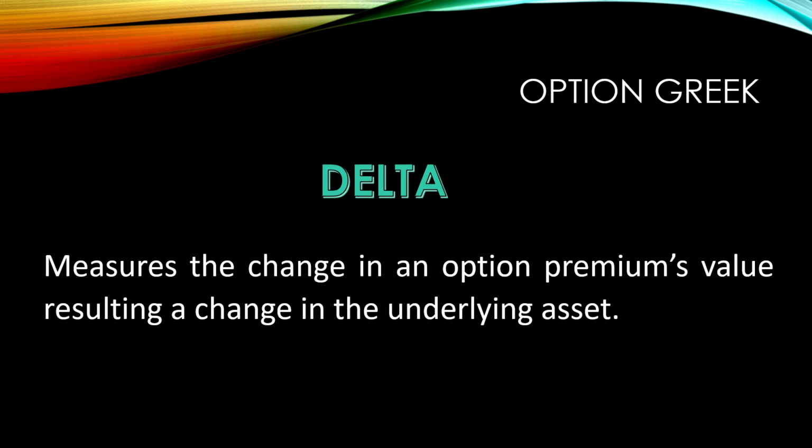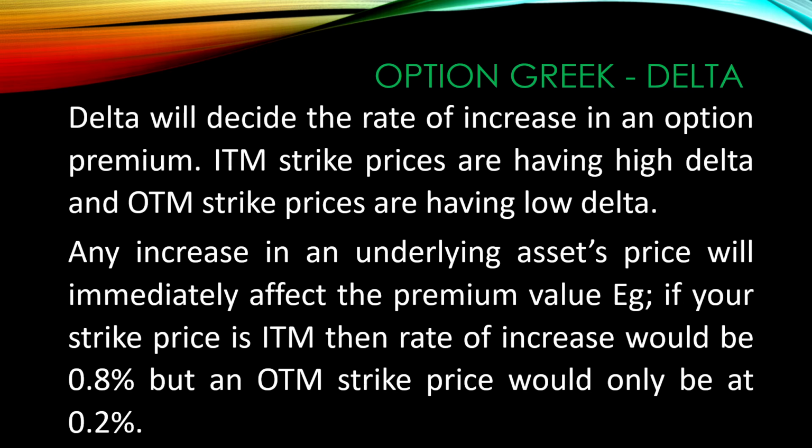So what is the role of delta here? Delta will decide the rate of increase. What is the percentage of increase when the price of Tata Motors moves? We can see here, delta will decide the rate of increase in an option premium. In the money, which is ITM, strike prices have high delta, and out of the money strike prices have low delta.